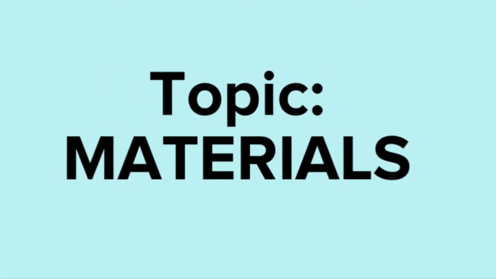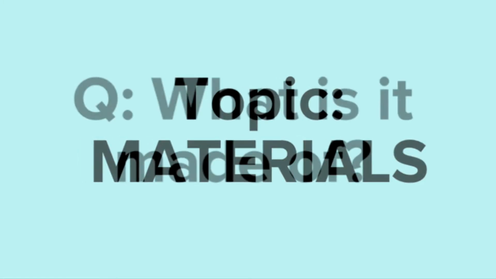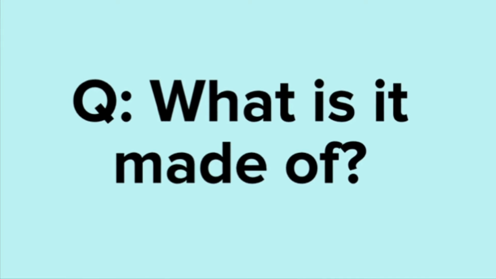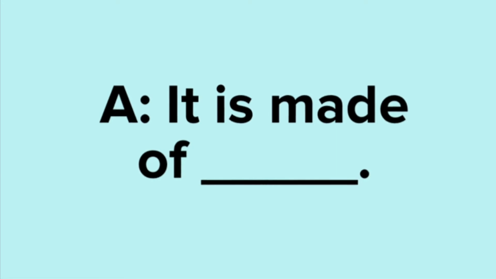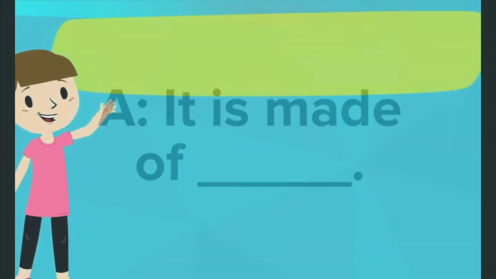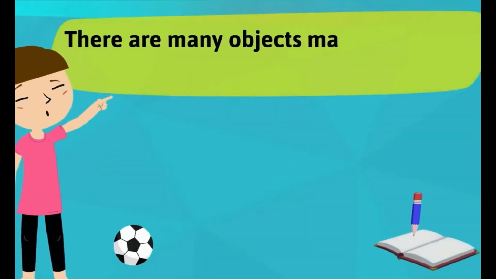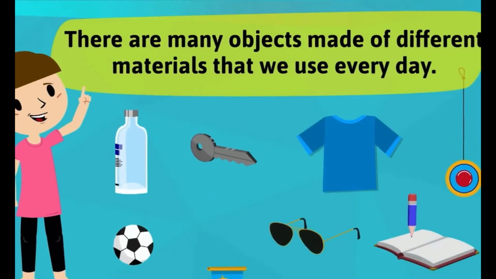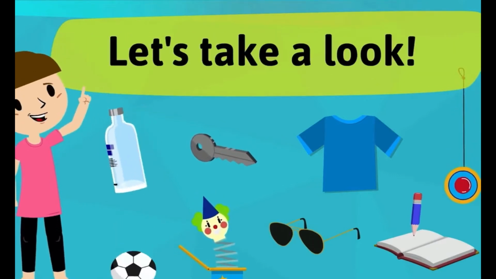In today's lesson, we are going to talk about materials. Everybody say materials. And the question is, what is it made of? And your answer should be, it is made of blank. And students, let me show you a short video clip about materials. I will be showing you the different types of materials. So let's take a look.